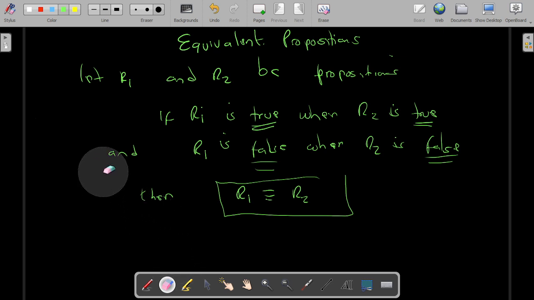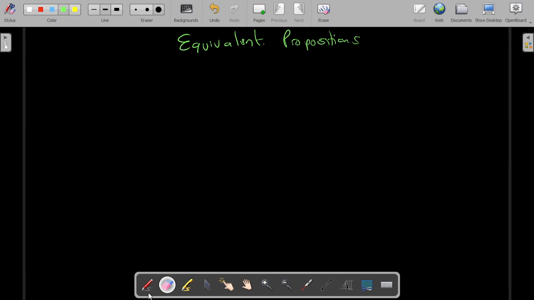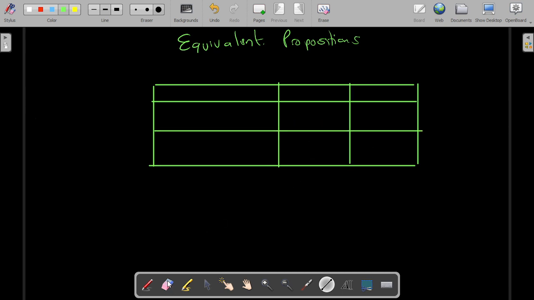So let me give you an example of equivalent propositions. I'll use a truth table to help you understand better. We have to have 3 columns and 3 rows. So this is your R1. I'll use P and Q, it's the same thing. We can say P, and we can say non P.